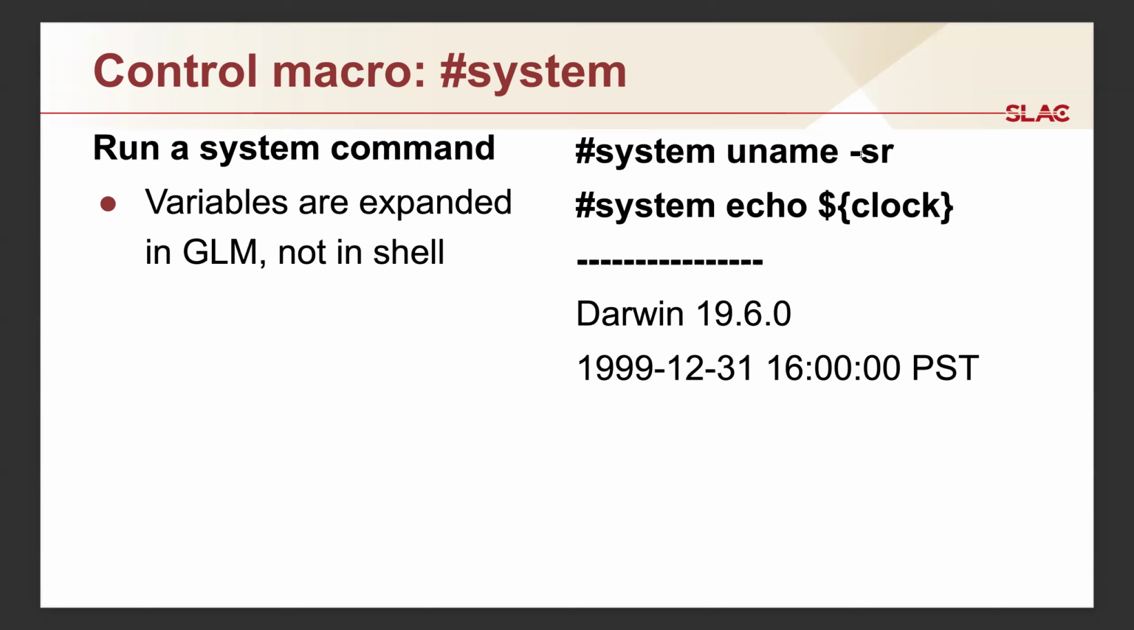And so you can see here's a system command that tells what system it's running on, and then executes the clock command to obtain the current clock value. Notice here that the clock value is expanded locally first before being passed to the system command. So this is not expanding the clock variable in the shell, it's expanding it in the GLM file. And so that's one important distinction from, say, the way the script command might work.